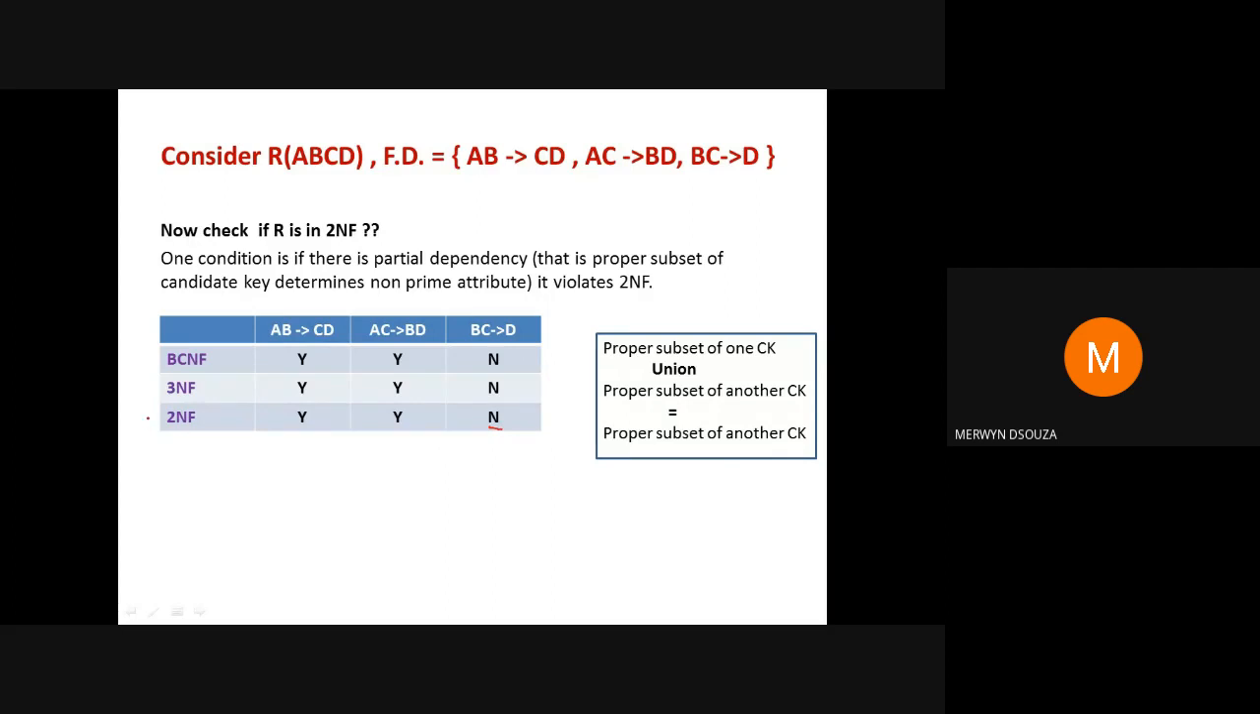Therefore this is not even in second normal form. So the only normal form that it can be in is first normal form. Therefore we will conclude that the highest normal form of R is first normal form. Okay, and we will stop.